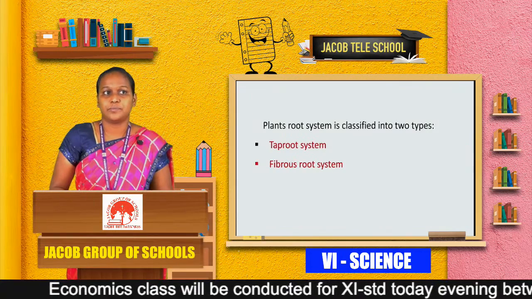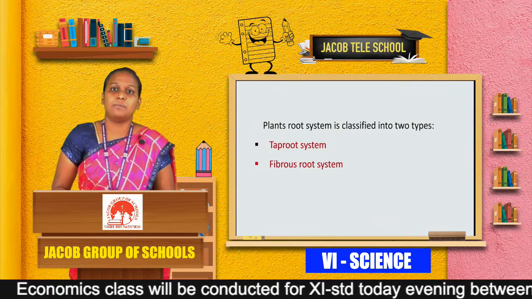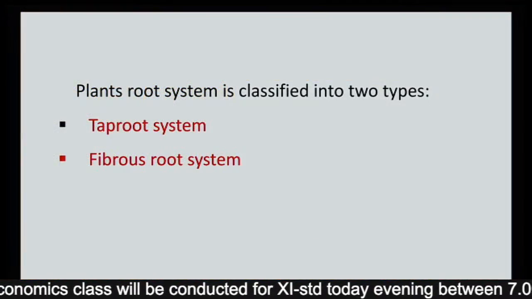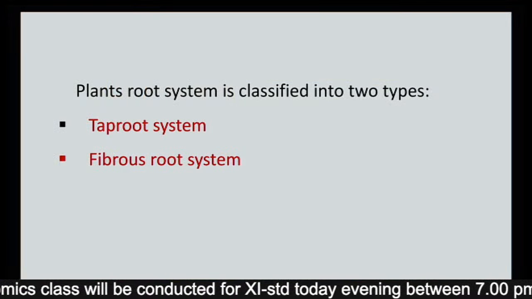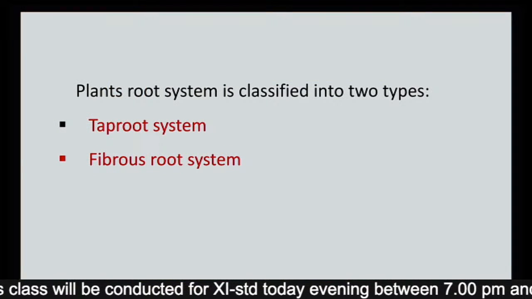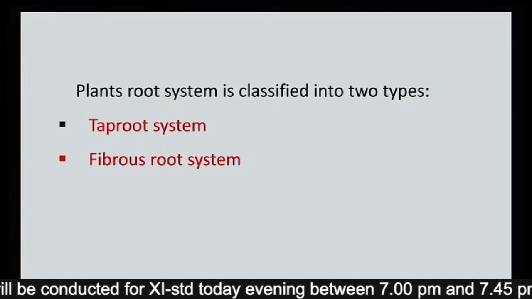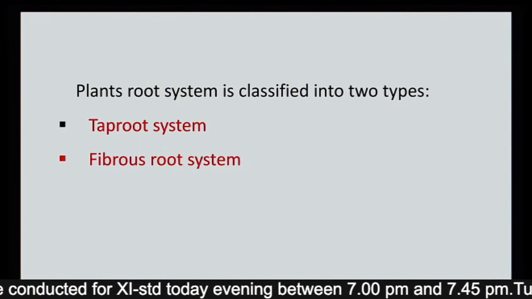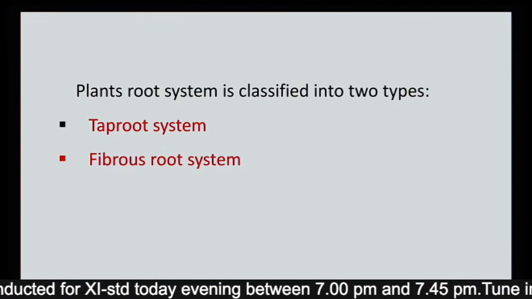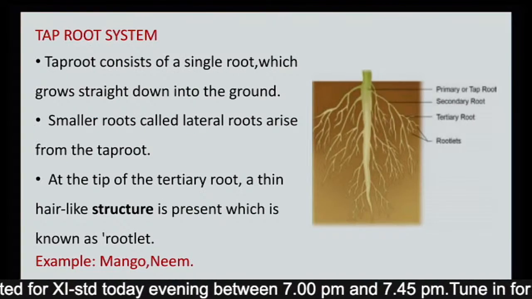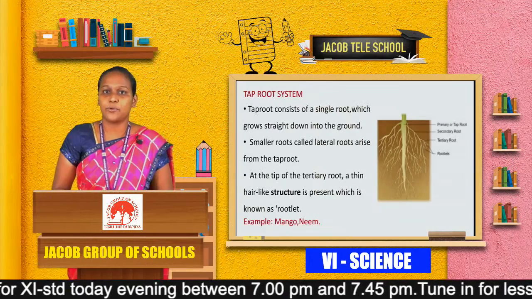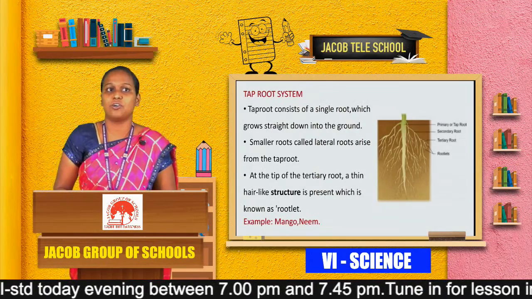Yes. The root system is classified into two types. What are the two types of root system? Taproot system and fibrous root system. Children, listen carefully. What are the two types of root system? Taproot system and the fibrous root system. First, we are going to see what is taproot. Taproot, you can see the picture of a root.